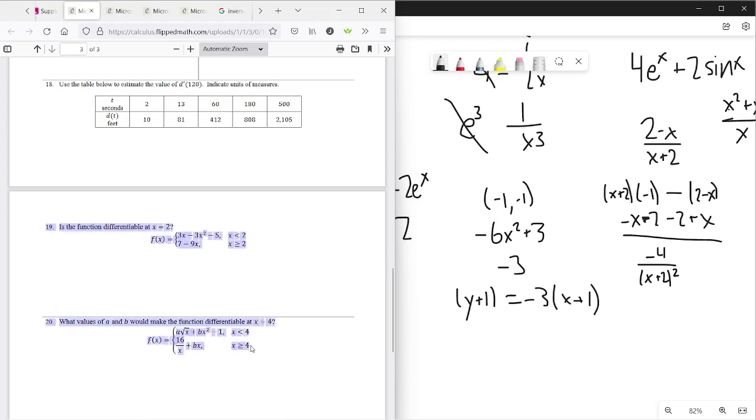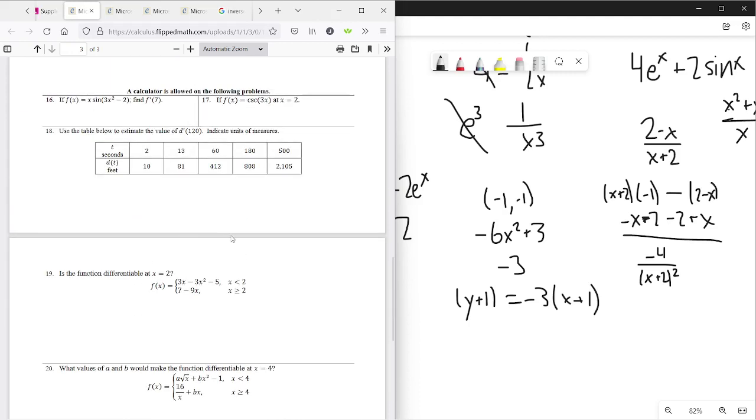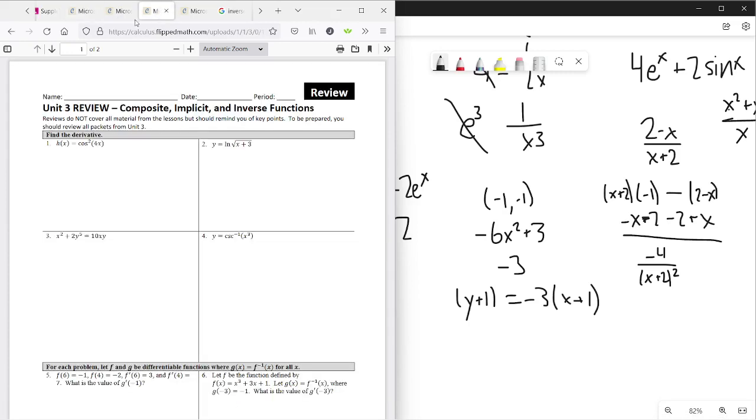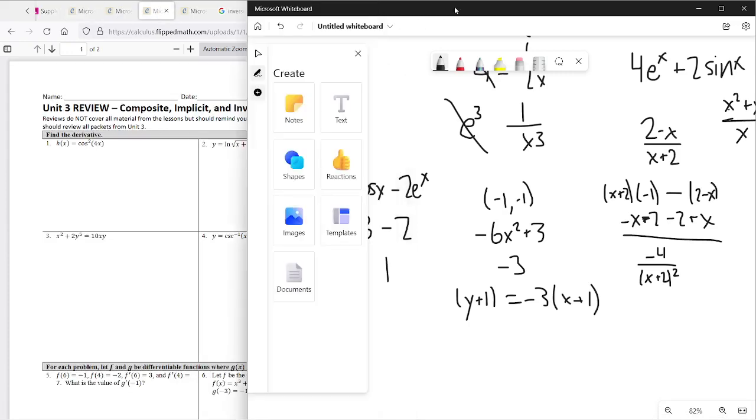Here you would do similar things. You would just set up a system of equations, set these equal to each other because it has to be continuous, and then set the derivative of each equal to each other because it also has to be differentiable. I'm not going to solve that because I would like to keep this video relatively short. So let's move on to the review for Unit 3.